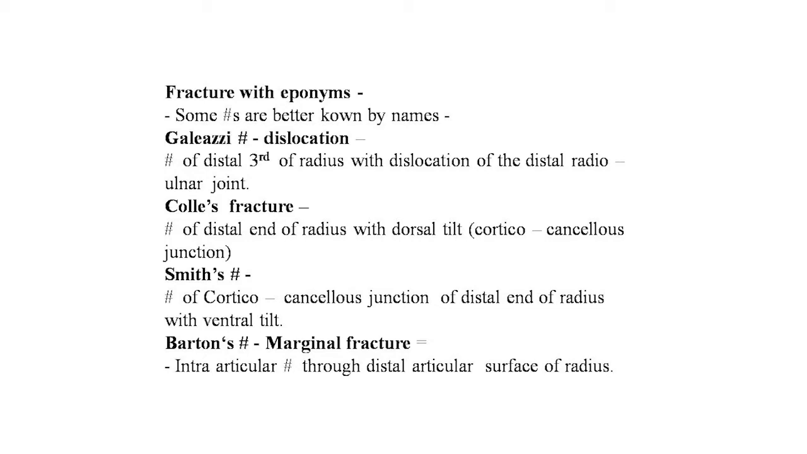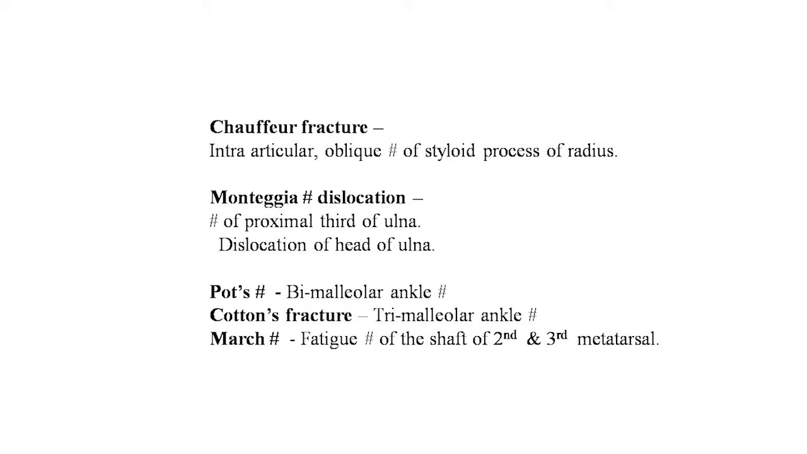Barton's fracture is a marginal, intra-articular fracture through the distal articular surface of the radius. Chauffeur fracture is an intra-articular oblique fracture of the styloid process of the radius. Monteggia fracture dislocation: fracture of the proximal third of the ulna with dislocation of the head of the radius. Pott's fracture: bimalleolar ankle fracture. Cotton's fracture: trimalleolar ankle fracture. March fracture: fatigue fracture of the shaft of the second and third metatarsal. These are the fractures specially known by these names.